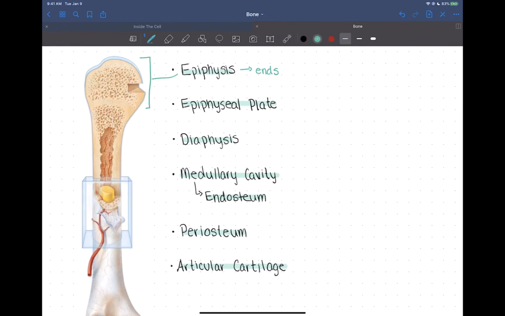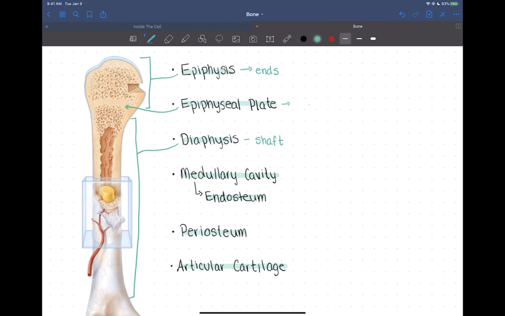Then the shaft of the long bone is called the diaphysis. From here all the way down to the other epiphysis, that's the diaphysis, the middle part of the long bone. In between them, you have a structure called the epiphyseal plate. We'll talk about this when we talk about how bones are formed.